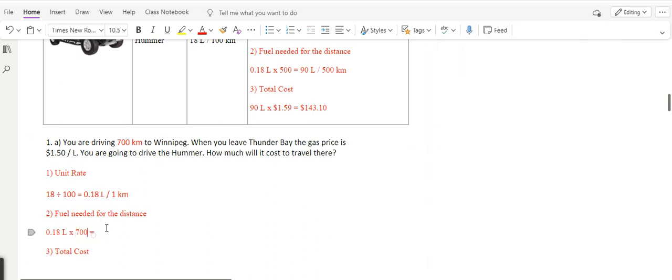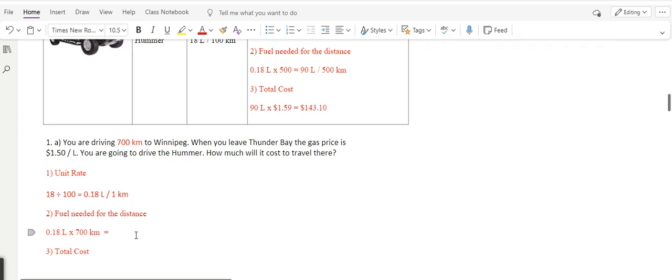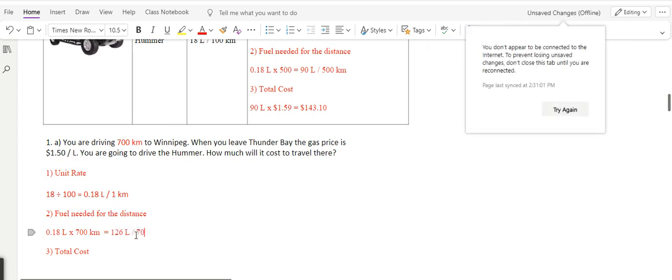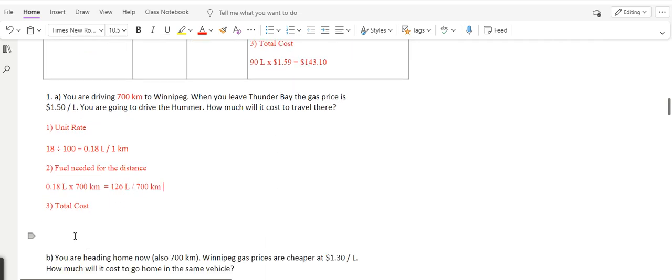Okay, because keep in mind it's 700 kilometers, but again, that's okay. So if we take our 0.18 multiplied by 700, we're going to need 126 liters of fuel altogether, and this is for that 700 kilometers. Remember how we were talking about currency conversions and how our units canceled? Here, none of our units ended up canceling out. So when we took liters per kilometer and multiplied by kilometers, we ended up with liters. And so there we go.